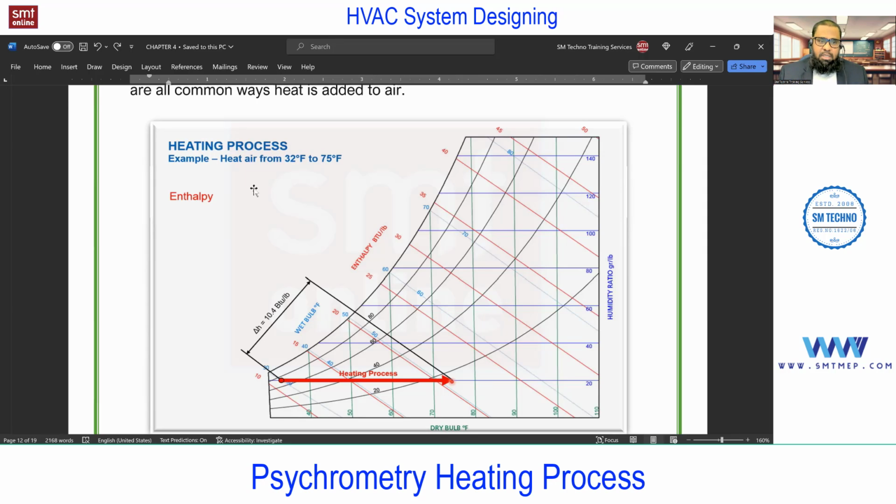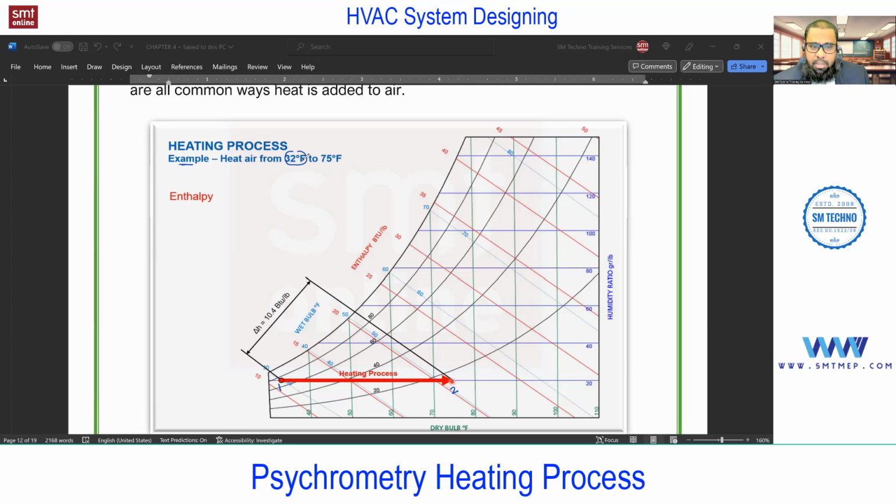So the first option on screen is a heating process, or in other words, sensible heating, because we are not increasing the humidity. Let me expand on this. On screen, I'm considering this as point 1 and this as point 2. At point 1, the temperature of air, for example, I'm considering 32 degrees Fahrenheit. You can take any two examples. 32 degrees Fahrenheit is nothing but the freezing point of water.